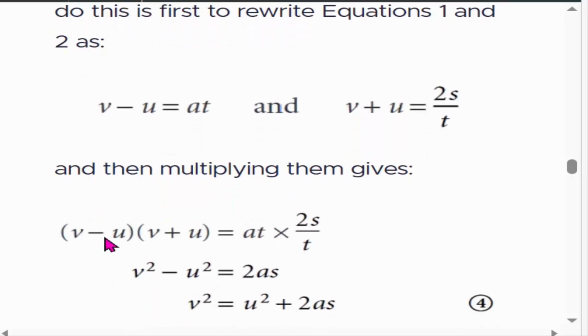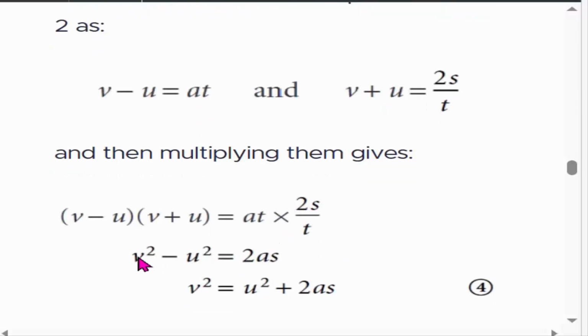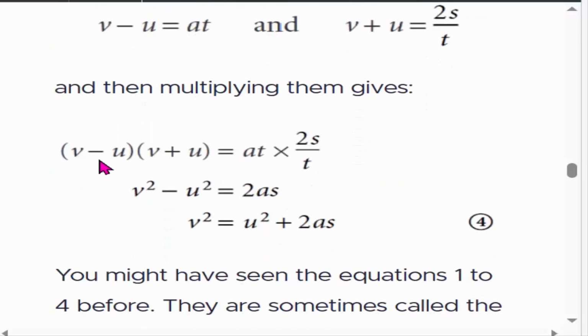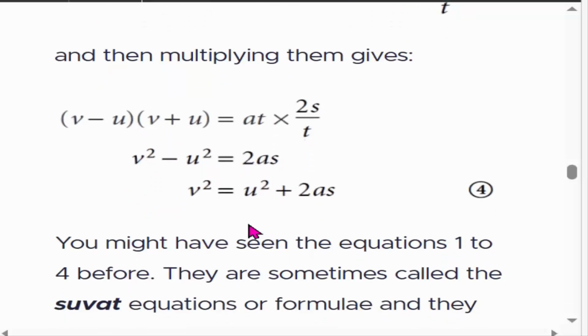So when you multiply (v minus u) by (v plus u) on the left side, the right side is at times 2s over t. Interesting, isn't it? You can easily eliminate t from this equation. When you multiply at with 2s over t, t cancels off and this becomes 2as. The left hand side, (a minus b) times (a plus b), is a squared minus b squared, since the middle terms cancel off. So v squared minus u squared equals 2as, and we get this final equation, v squared equals u squared plus 2as. That's equation number 4.